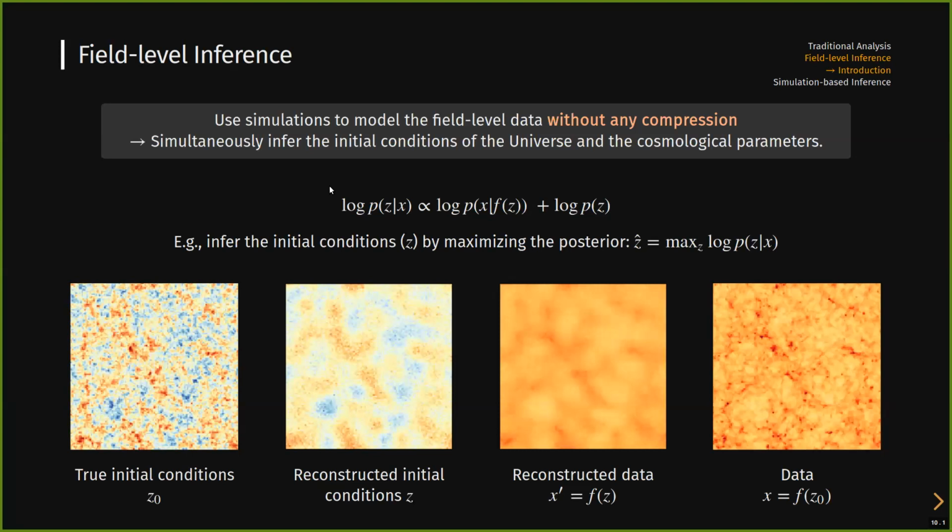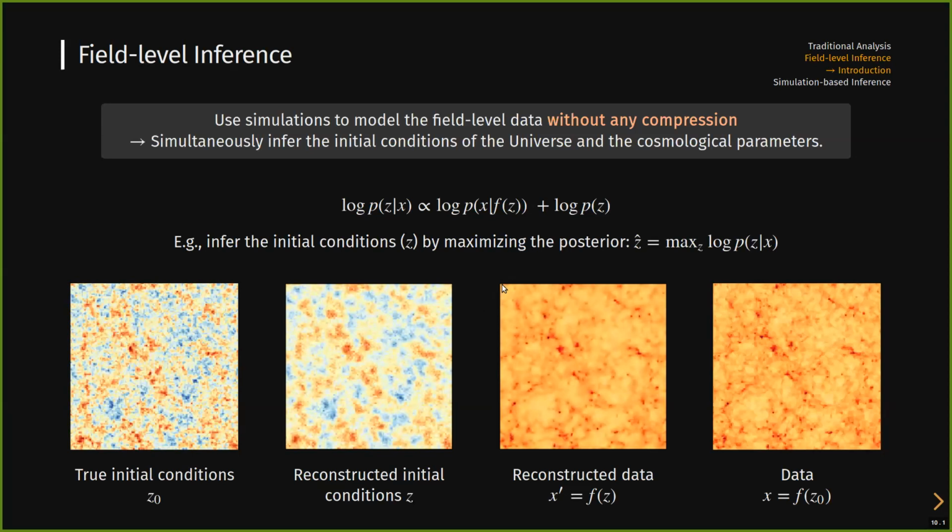You write down the posterior of your initial conditions given your data, and then you use inference algorithms to get the answer. For example, in this case, I'm showing when you use optimization to get a maximum posterior estimate of your initial conditions. So this is what the true initial conditions look like. This is what you essentially reconstruct, and this is what your reconstructed data looks like.